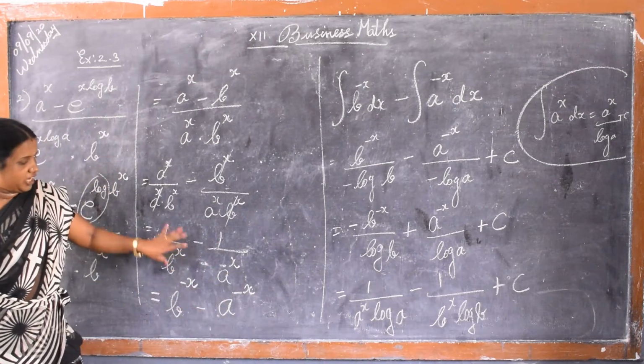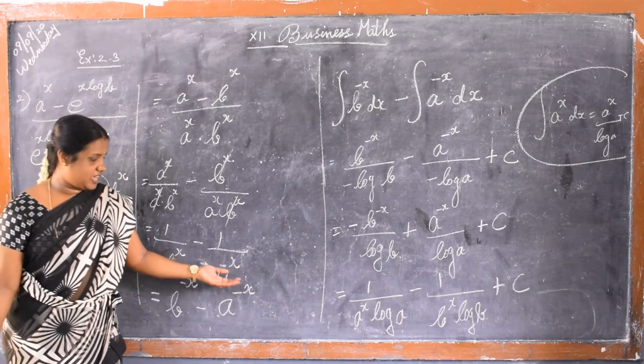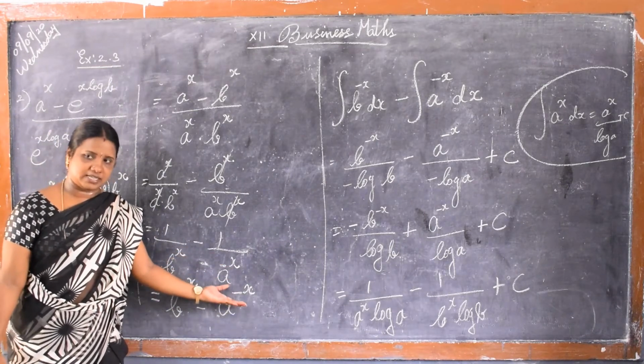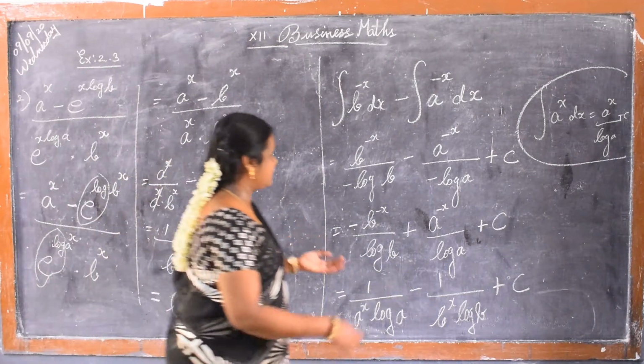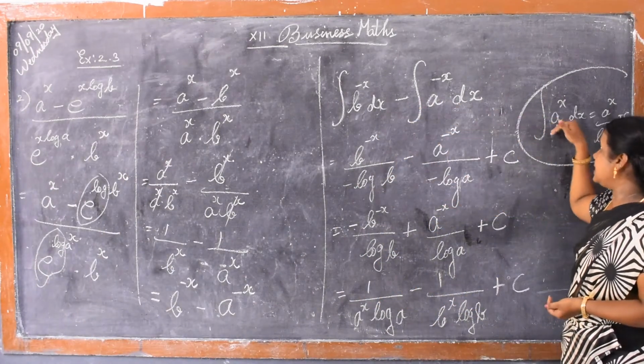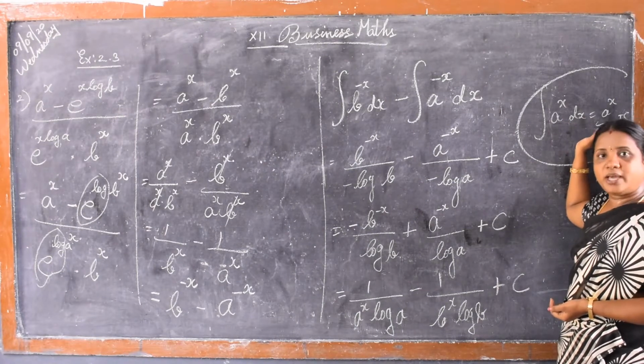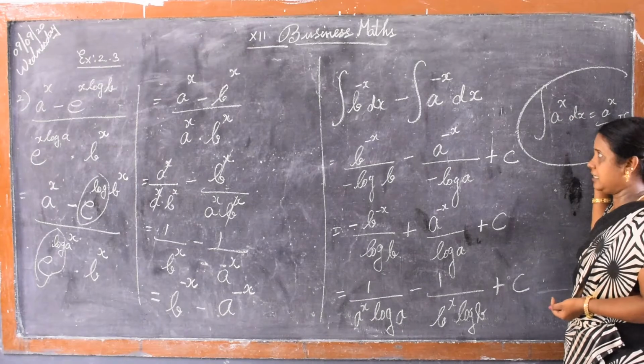If you cancel, what will come? 1 by b power x minus 1 by a power x. If you take b power x to the numerator, it becomes b power minus x. Likewise a power x becomes a power minus x. Now you can integrate with respect to x. You have to use our third result. What is the integral of a power x dx? The answer is a power x by log a plus c.